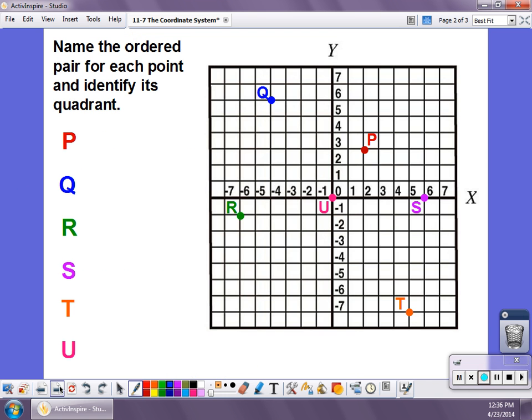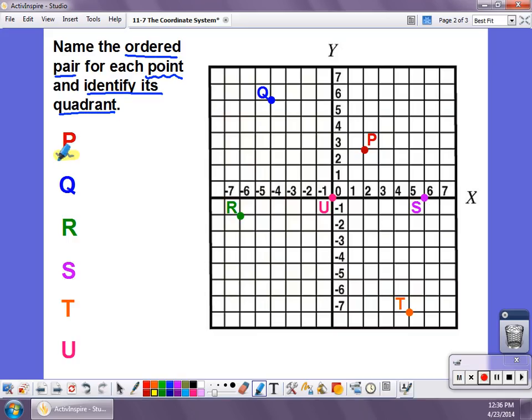And we'll have a chance to practice that on this slide. What we want to do here is name the ordered pair for each point. So we're going to find the point and tell the directions, or the ordered pair, for how you get there. And then finally, we'll go back and identify the quadrants. So the first thing you need to do is find your point.